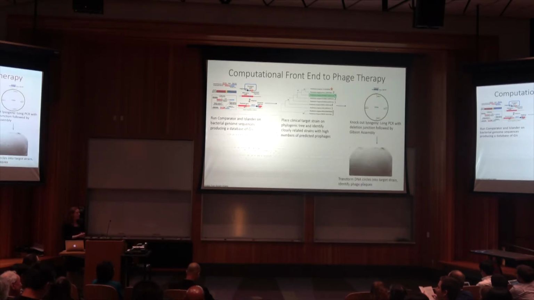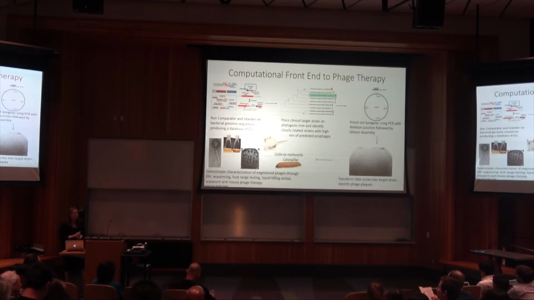We transform that into the target strain or the clinical strain here, and we look for phage plaques, and then we can do a number of downstream characterizations, including EM, sequencing, liquid killing assays, and waxworm phage therapy in Galleria mellonella as well as mouse phage therapy, and then we can also use these engineered phages for patient trials.